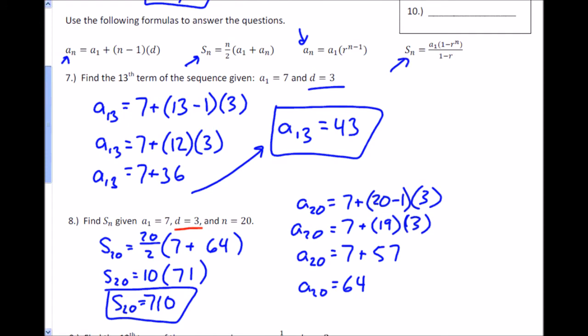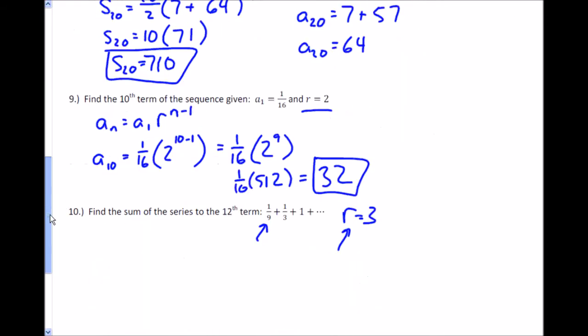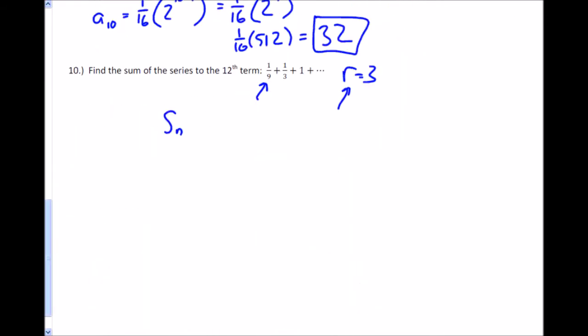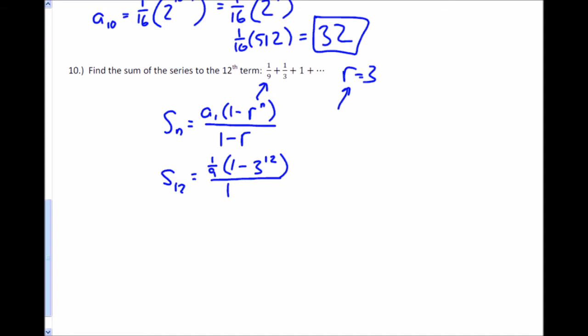I'm using this last formula over here. So it's s sub n equals a sub 1 times 1 minus r to the n all over 1 minus r. And I just have to plug this in. I'm looking for this to the 12th term. I know a sub 1 is 1/9. I know r is 3. Again, I'm looking for the 12th term, all over 1 minus 3.